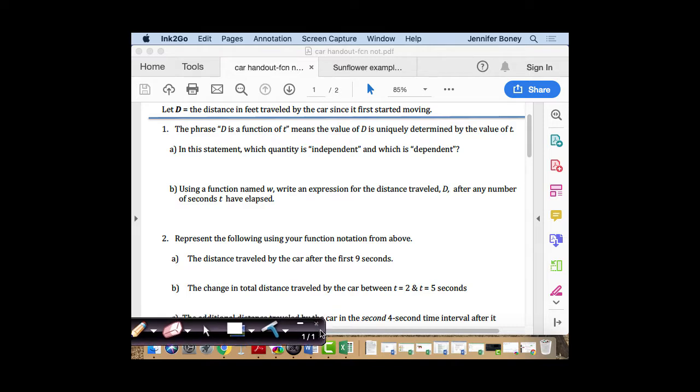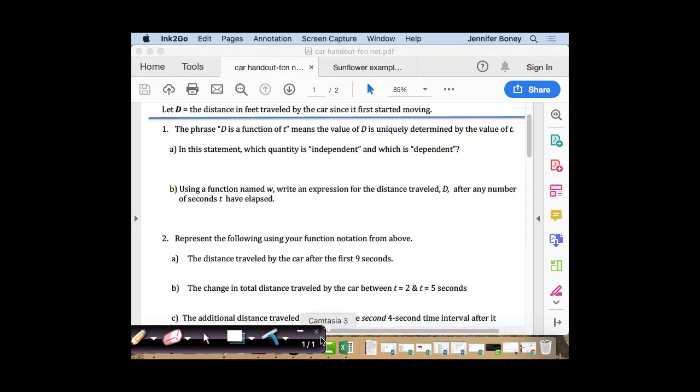What's the independent variable in that statement? D or T? T, right. T determines D. D is a function of, or D is determined by T. So D is a function of T.